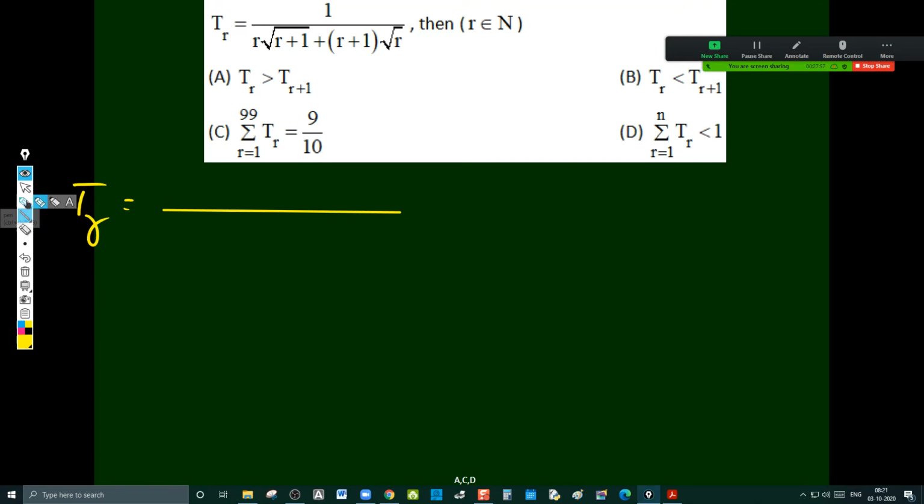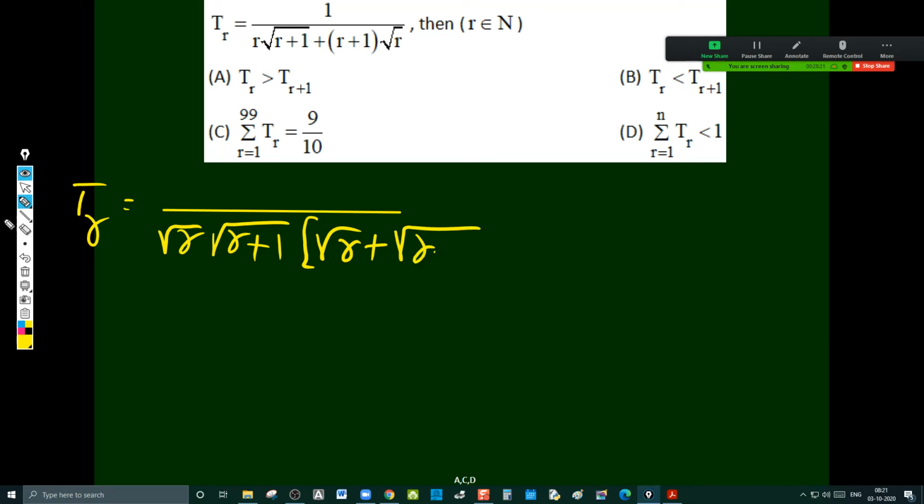But methodically, we have to do rationalization. First of all, we take root r into root (r+1) common, and then rationalize. So we will get T_r equals 1 by root (r+1) into (1 by root r plus 1 by root (r+1))... correct. What we did is we just took root (r+1) common, and within the brackets you got this one.